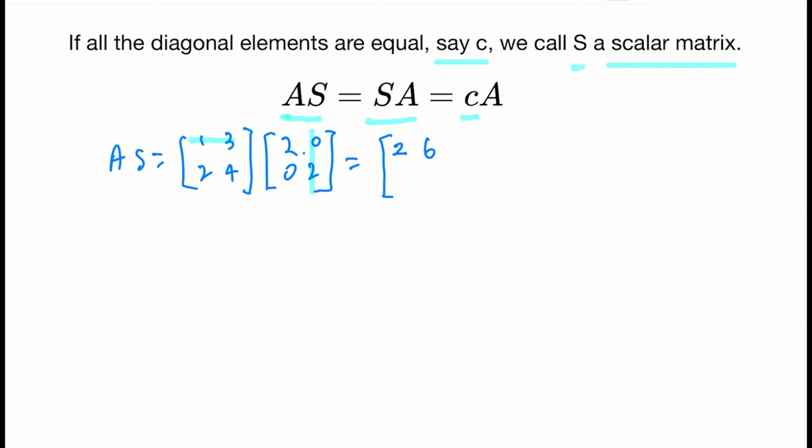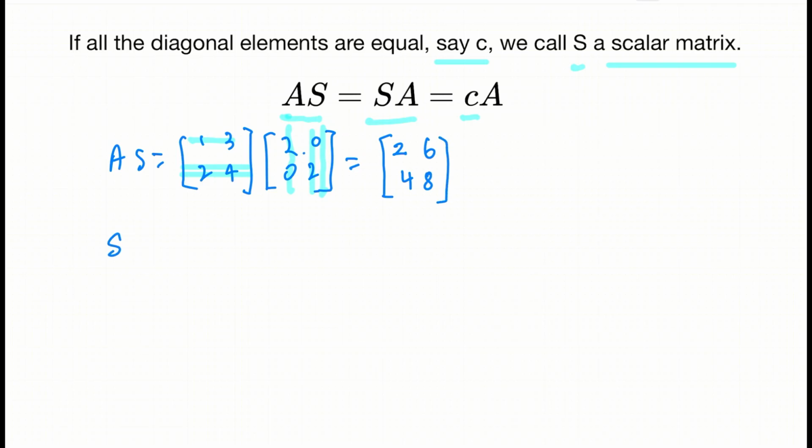Now to do the second row times the first column, that's going to be 2 times 2 is 4. And the final element is going to be this last bottom row times this column. 2 times 0 is 0, and then 2 times 4 is 8. Okay, so there's the product there of A times S.